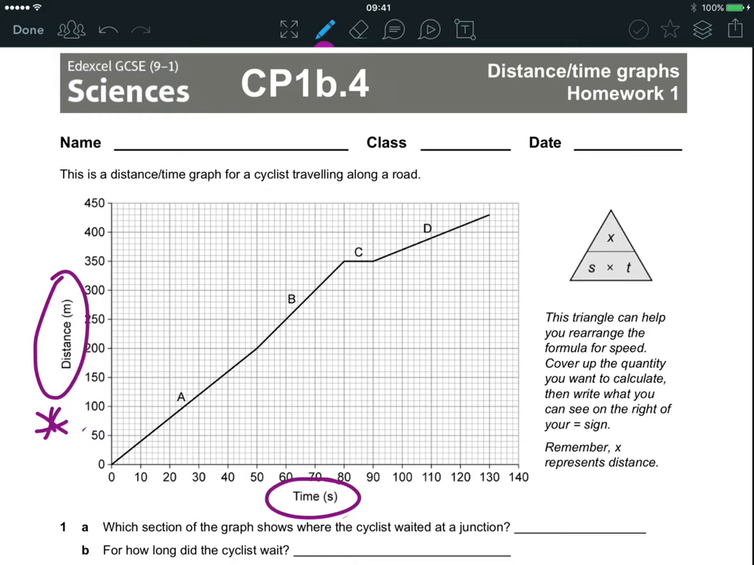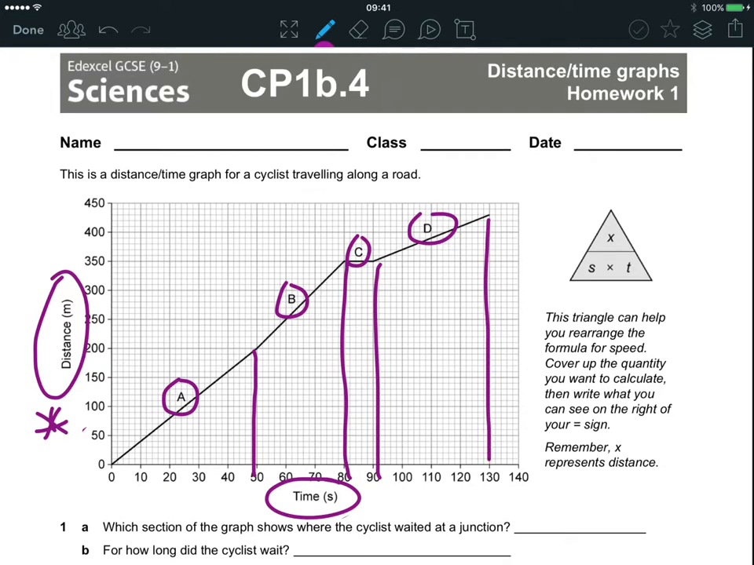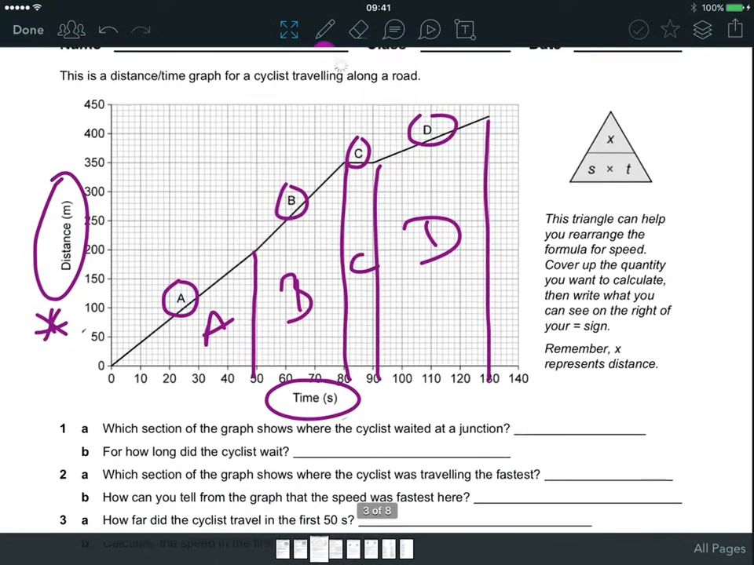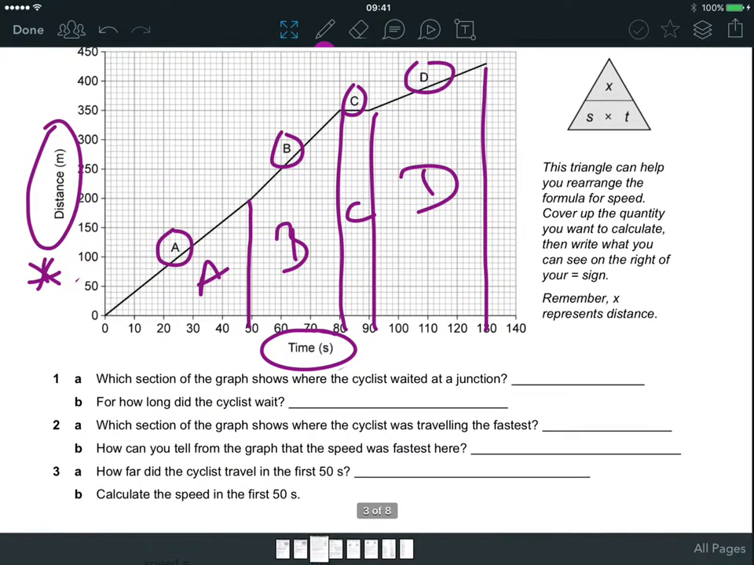Next thing you ought to check is, is it divided into sections? This one is A, B, C and D. And just check that you can see where those sections start and end. I'm drawing them in here, not very well because I'm on the iPad, and you can see that there are 4 sections here, A, B, C and D, and you can analyse each of them separately. Okay, let's move the screen up and have a look at the questions.